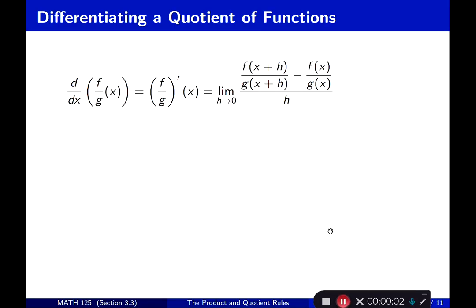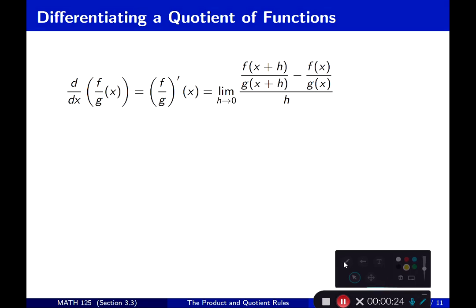We're back on section 3.3, and this time we're talking about differentiating a quotient of functions. With the product rule, it was the derivative of a product of functions, and now it's the quotient of functions. First step, as usual, the plan is to connect the derivative of any quotient of two functions to the derivatives of the functions themselves.